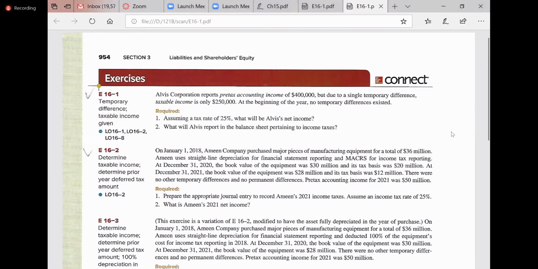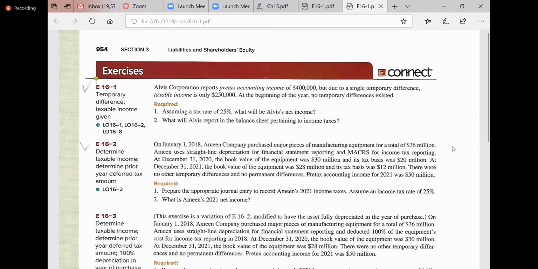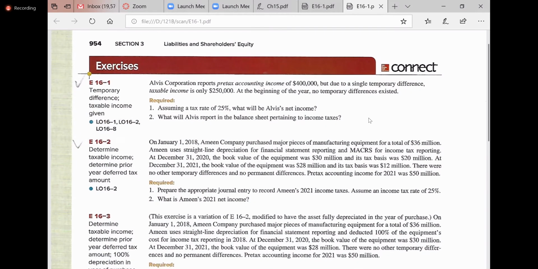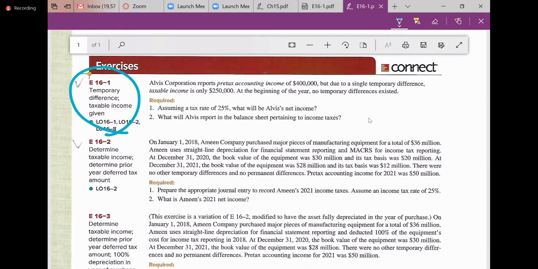Can you see this? The exercises. Yes. Great. So let's do this exercise, E16-1. Let's work on this question. I'll give you a little time to work on this, so then we can discuss.